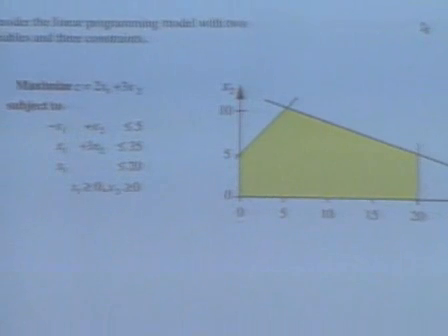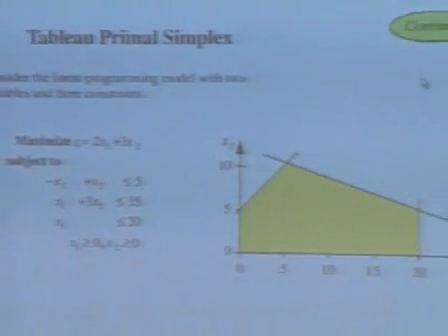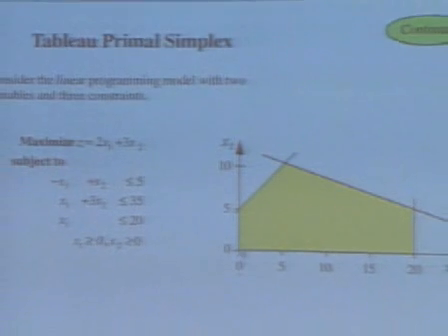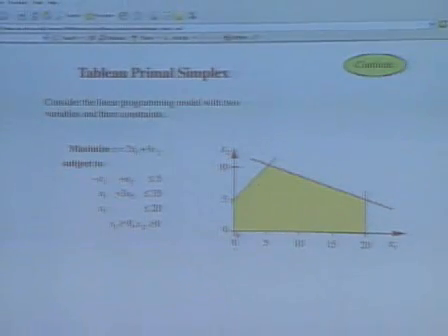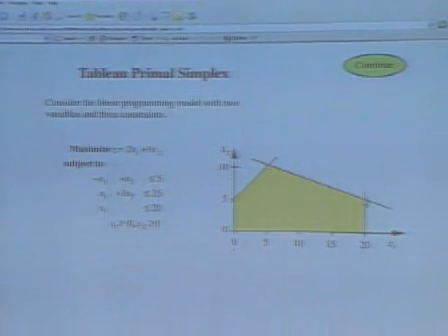So the yellow region is the set of all feasible solutions to this LP. And you can see that the corner points are this one, the origin, this one, x1 equals 0, x2 equals 5, this one, 5, 10, this one, which is 20, 5, and this one, which is 20, 0. And we saw already that the optimal solution is this particular point. Okay?